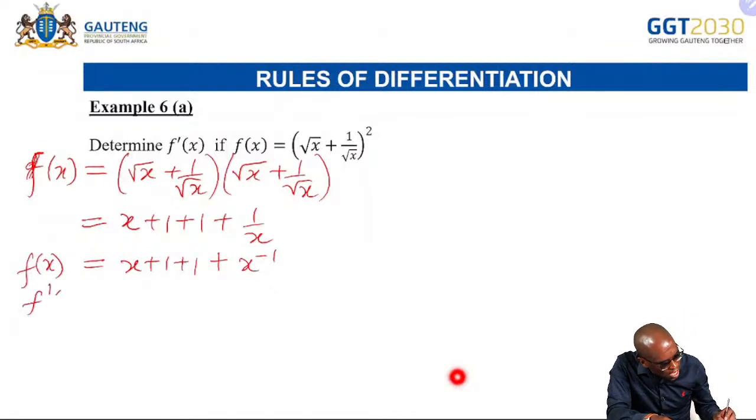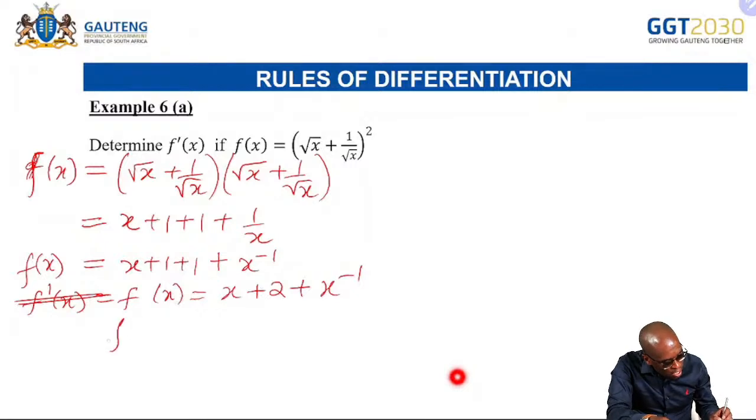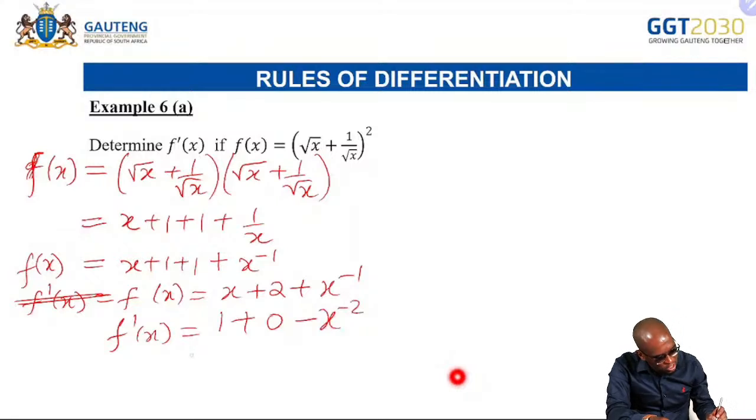So now f prime of x would be equal to, I can still continue with my simplification here. I have 1 plus 1, so x plus 2 plus x to the minus 1. I simplify 1 plus 1 to give me 2. Now f prime of x: when I differentiate x, I get 1. When I differentiate 2, I get 0. When I differentiate x to the exponent of minus 1, I get minus x to the exponent of minus 2. That's how I differentiate that. So this would be 1 minus 1 over x squared. I can leave it like that.